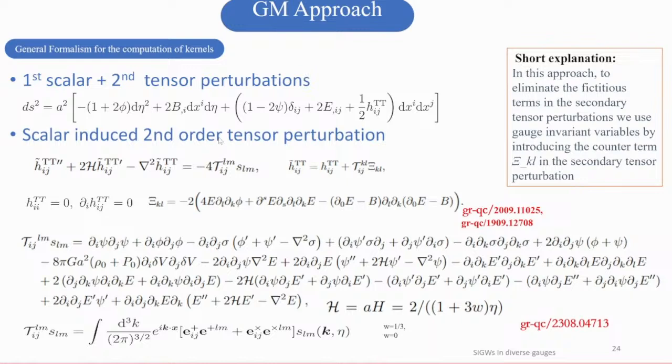Here, in Hij, we introduce chi KL with the projection tensor. You can see here chi KL is equal to -2 times 4e partial phi and partial e. Here you can see this expression. Basically, this expression contains the scalar perturbation.